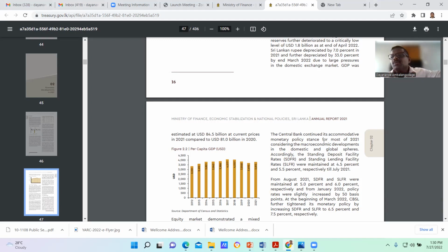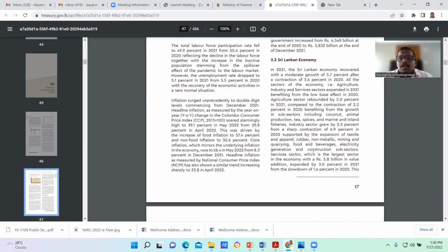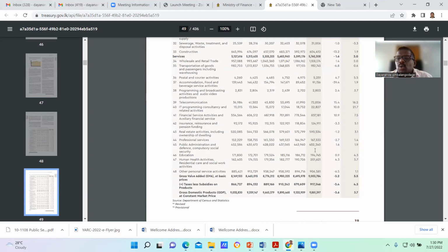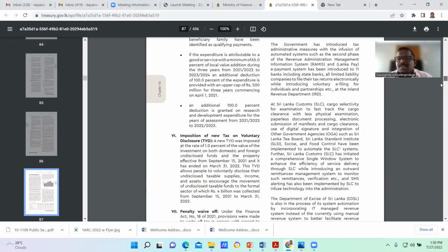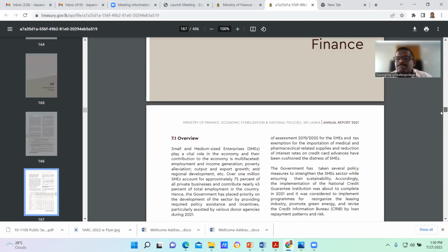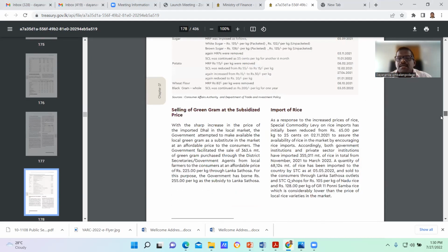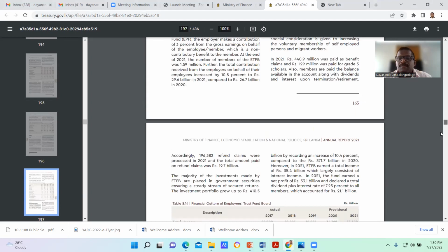One is the central government level. The second is the provincial councils, the 9 provinces, and the third is local government, including municipalities, urban councils, etc. If you go to page number 208, I'm just going to that.